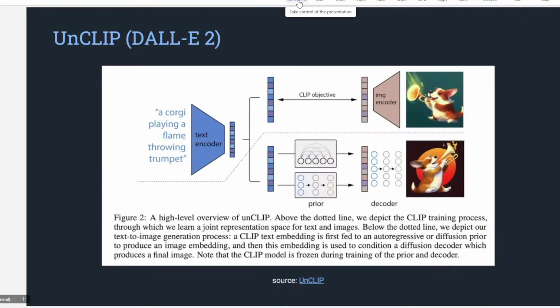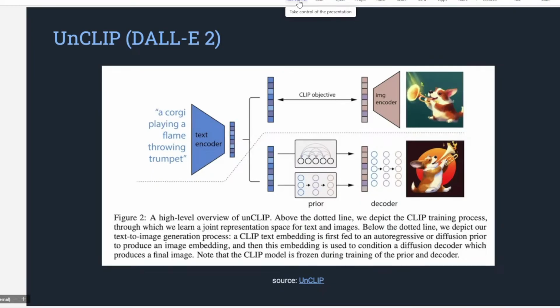Before diving into the medical works, another work you should focus on is unCLIP, which is the successor of the earlier model. It's also called DALL-E 2. unCLIP is the image generation component of DALL-E 2, where instead of generating images directly from text, it first converts the text into a CLIP text embedding. Then unCLIP, which is a diffusion-based decoder, generates an image that matches the semantics of that embedding.